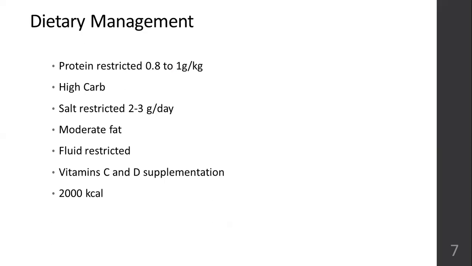A high carbohydrate diet will be given to make sure that calories are met and the body does not go into a state of catabolism. Salt restriction, just 2 to 3 grams per day, not more than that. And fat has to be moderate because there are already high levels of lipids and fats circulating in the blood. So that should be moderate.